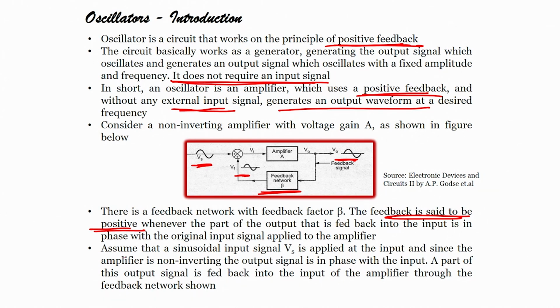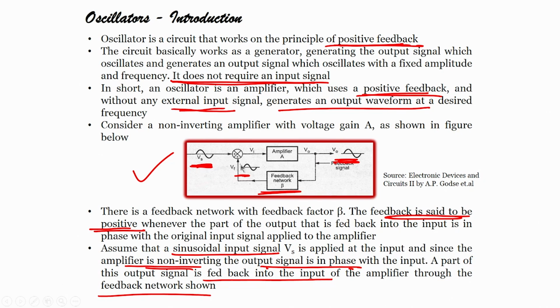Assume that a sinusoidal input signal Vs is applied to the input, and since the amplifier is non-inverting, the output signal is in phase with the input. A part of the output signal is fed back into the input of the amplifier through the feedback network shown in the figure. This is exactly what we are talking about. Here we have considered that the amplifier is a non-inverting amplifier.